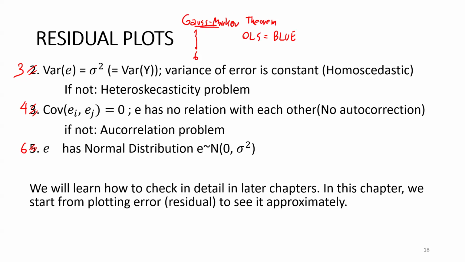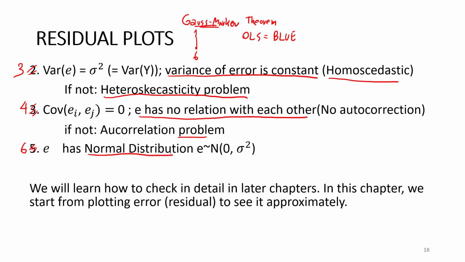First rule: the variance of error must be constant, which is called homoscedastic. What does it mean? If not, we call it the heteroscedasticity problem. Four: errors have no relation with each other. If not, we have a problem. And six: error must be normally distributed.